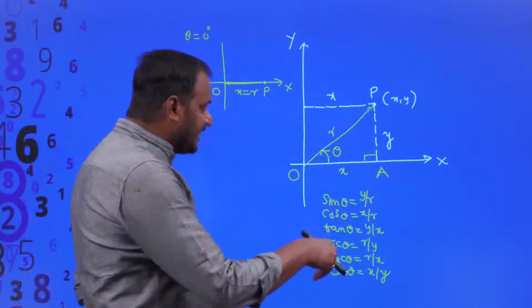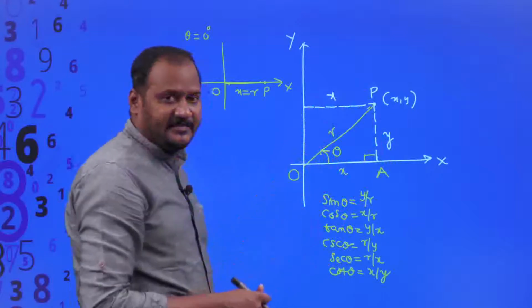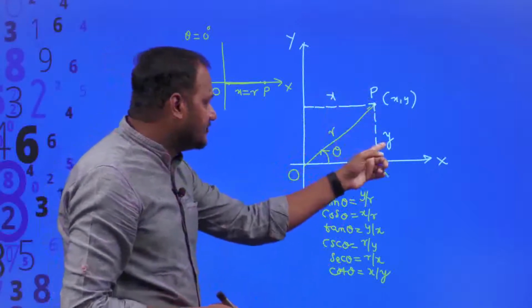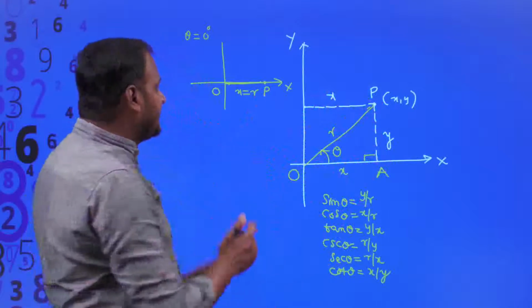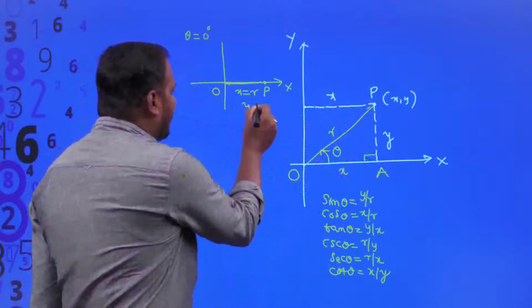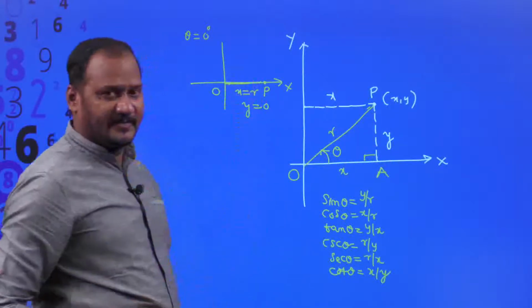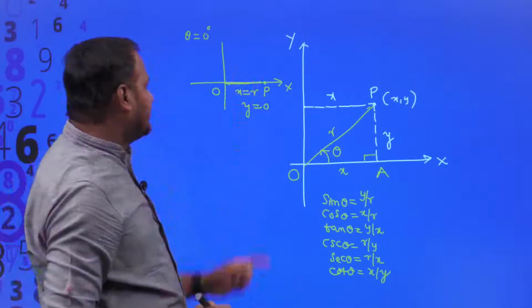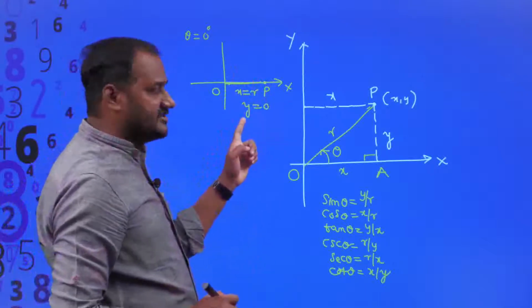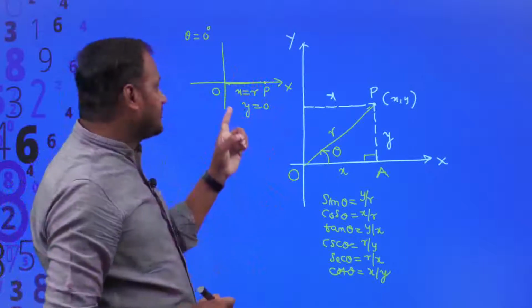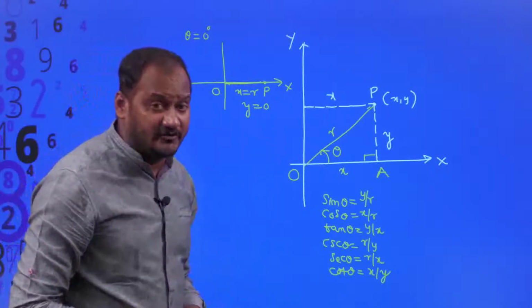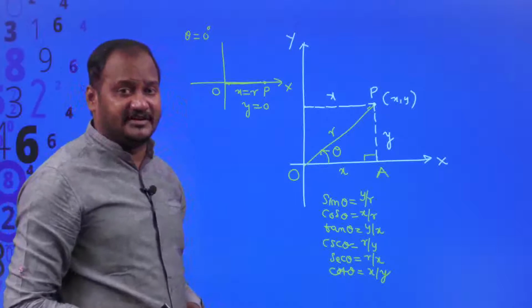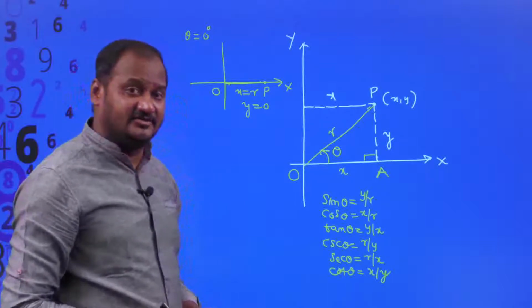Then what about the vertical length? The vertical length AP, that is equal to y, is not there, because P and A coincide. Since P and A coincide, the value of y is going to be 0. Did you get my point? So here x is equal to r and y is equal to 0. When x is equal to r, y is equal to 0, and theta is equal to 0 degrees, will you be able to figure out the values of all trigonometric ratios at theta is equal to 0 degrees?